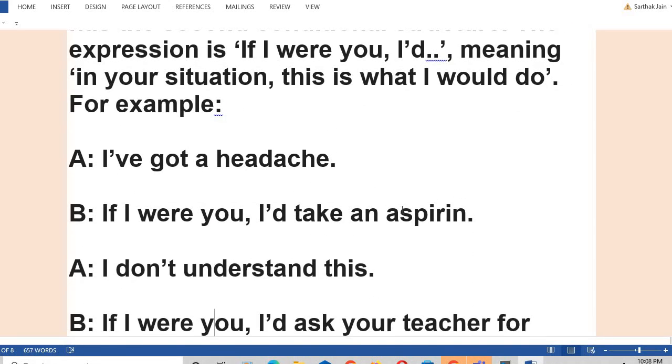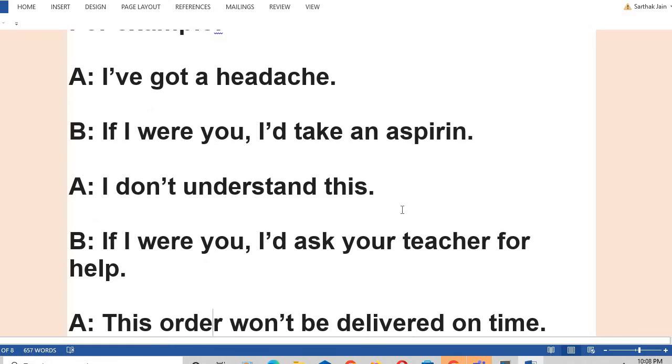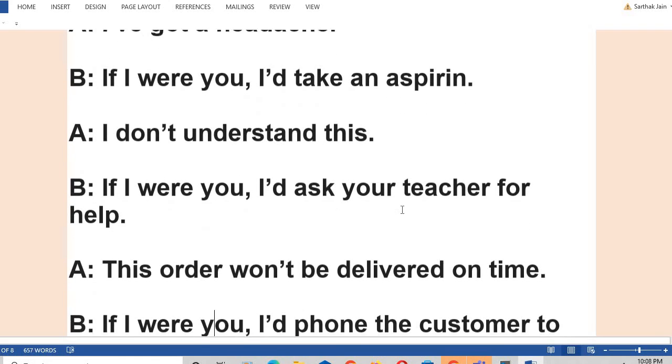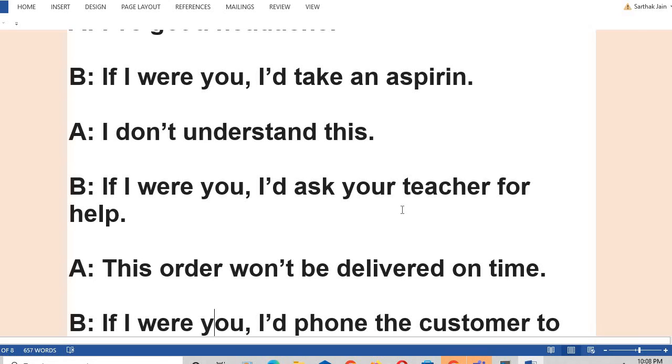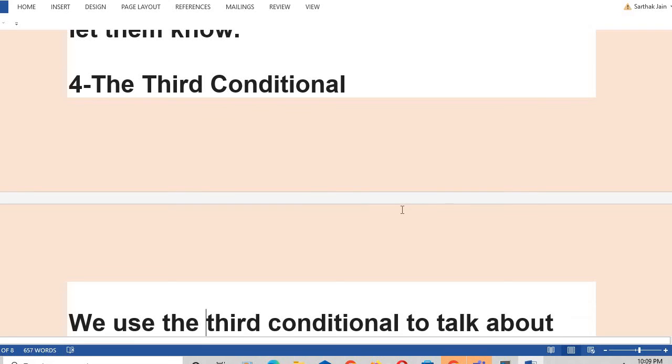These are just some situations given here. Suppose this is a situation, I have got a headache. B person is saying, if I were you, I would take an aspirin. That is the same form of the earlier one which I just explained. Okay. Another situation, I don't understand this, whatever was being explained. Person B is saying, if I were you, I would ask your teacher for help. Okay, these are just situational sentences being given here.